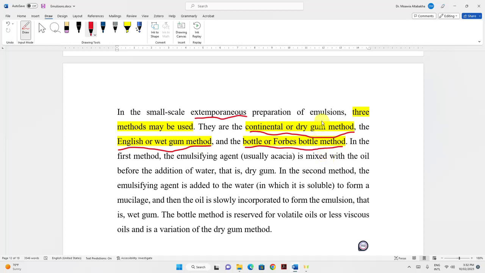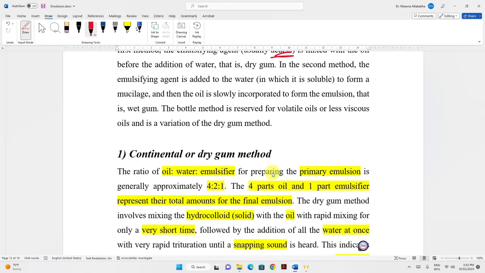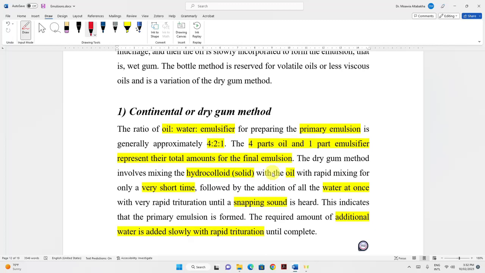See, in all of them you have gum, and that is the reason you will see later that most of them use acacia. And if you remember, acacia carbohydrates will produce oil in water emulsion. Remember this. Now the three methods rely first on preparing what we call a primary emulsion. Primary emulsion is not the final emulsion. Primary emulsion is the starting emulsion.